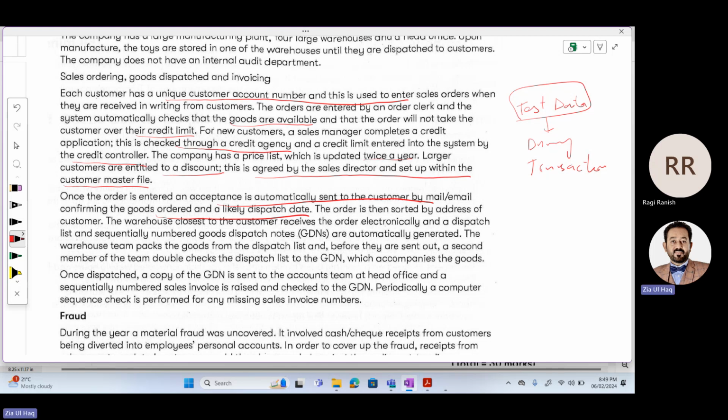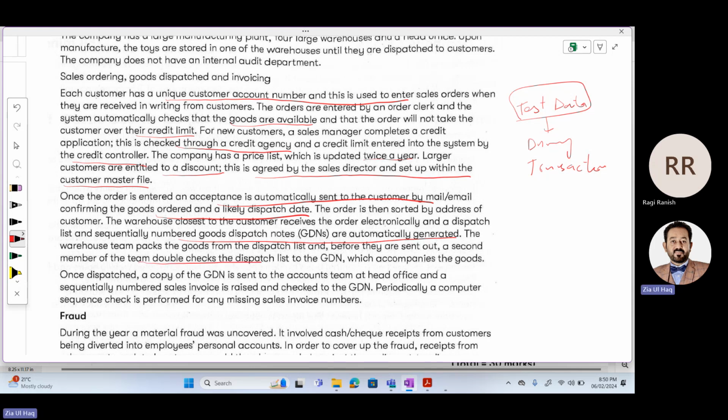The order is then sorted by address of customer. The warehouse closest to the customer receives the order electronically, and a dispatch list and sequentially numbered goods dispatch note are automatically generated. The warehouse team pack the goods from the dispatch list, and before they are sent out, a second member of the team double checks the dispatch list against the GDN which accompanies the goods.